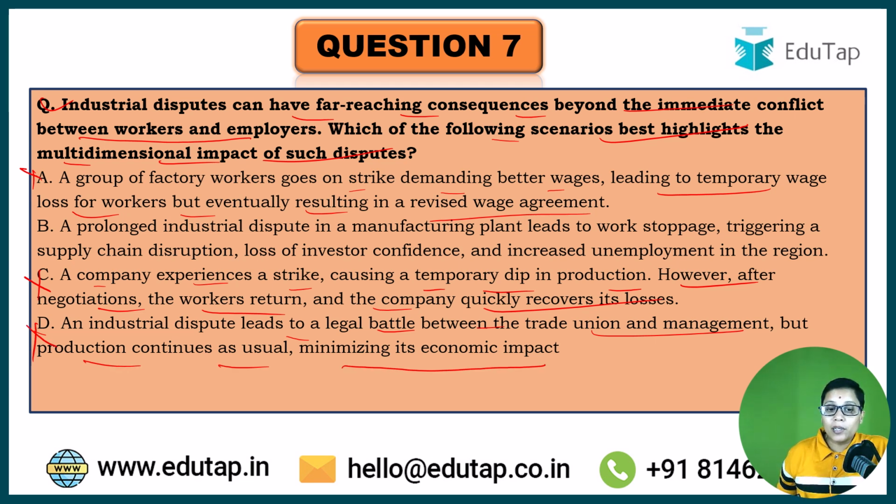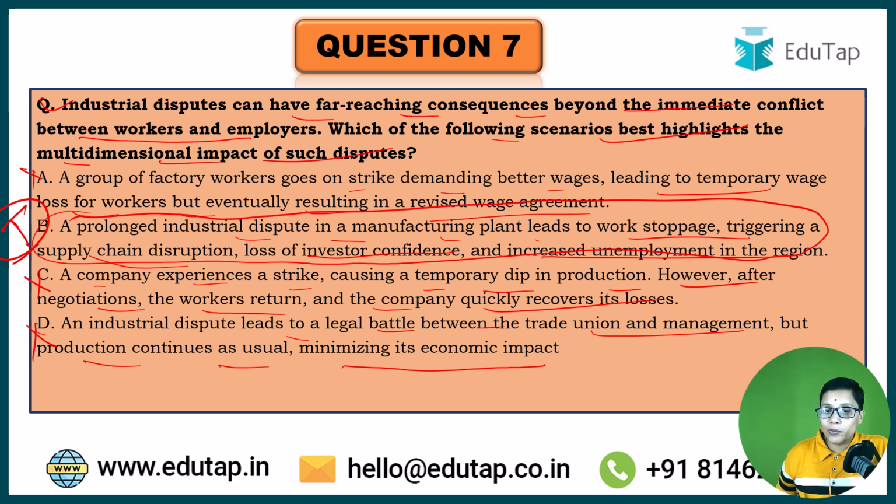Okay, so here a prolonged industrial dispute in a manufacturing plant leads to work stoppage, triggering a supply chain disruption, loss of investors' confidence and increased unemployment in the region. ये true है, क्योंकि जब भी dispute होता है ये सारे, these are the major consequences actually.